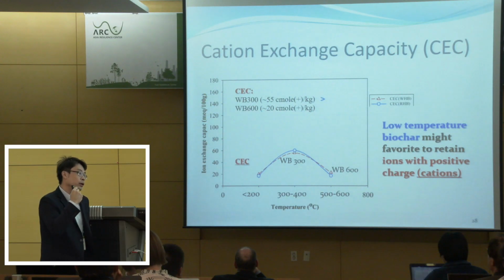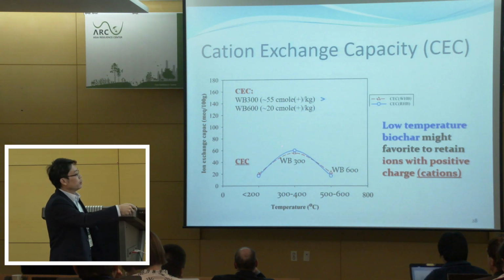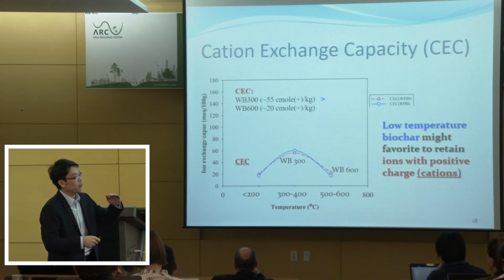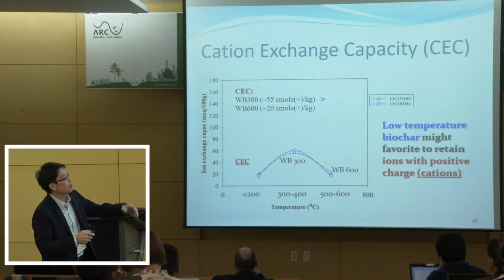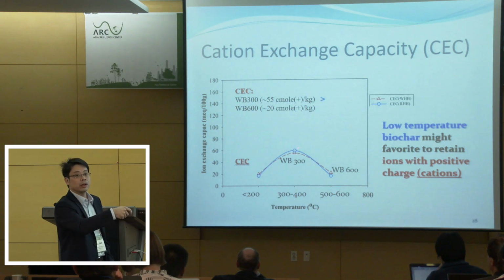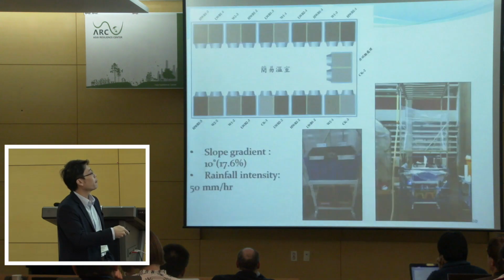So we estimated the CEC for the two biochars. The low temperature biochar got higher CEC than high temperature biochar. It means low temperature biochar might be favorable to retain ions with positive charge, cations, which corresponds with my result.